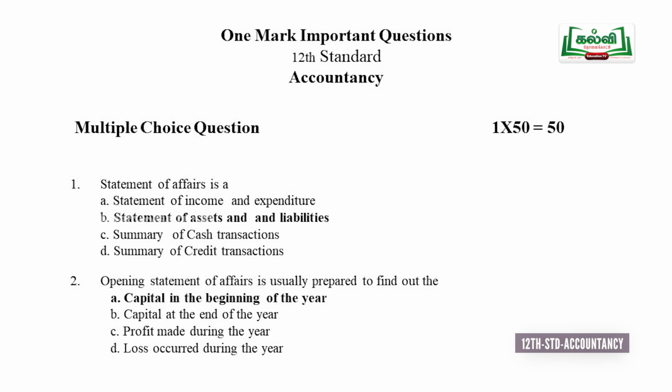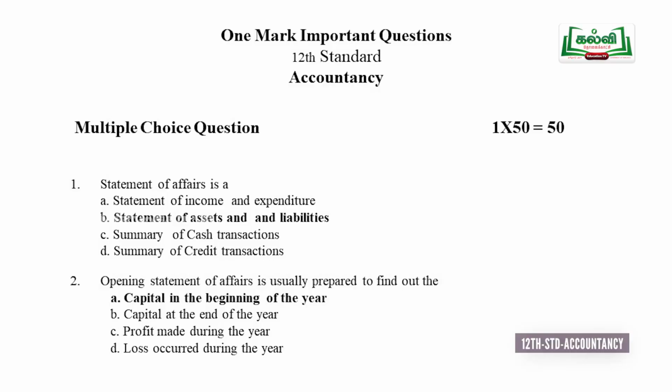Statement of affairs is that first choice is given as statement of income and expenditure, statement of assets and liabilities, summary of cash transaction, summary of credit transaction. We all know very well, statement of affairs resembles balance sheet. Balance sheet means it's a statement of assets and liabilities. So, the answer is B, statement of assets and liabilities.